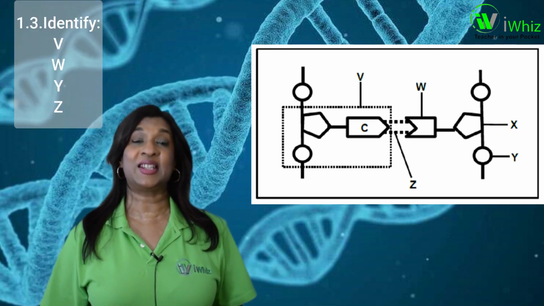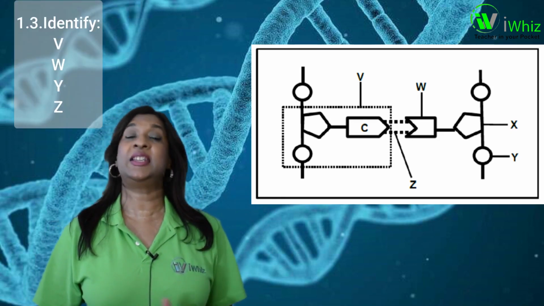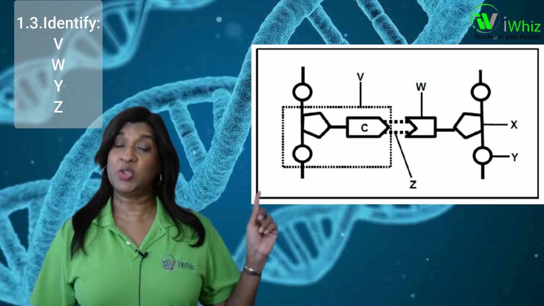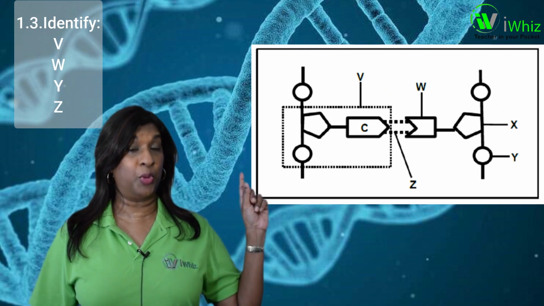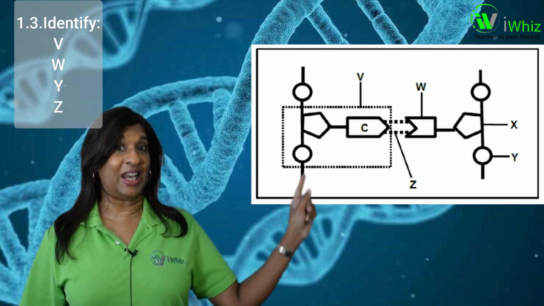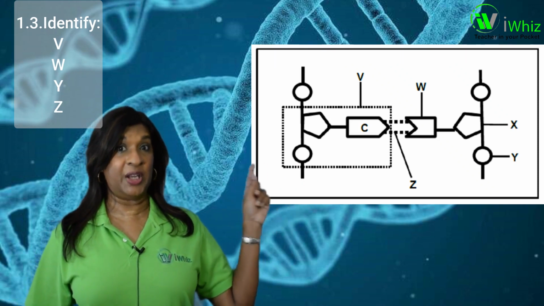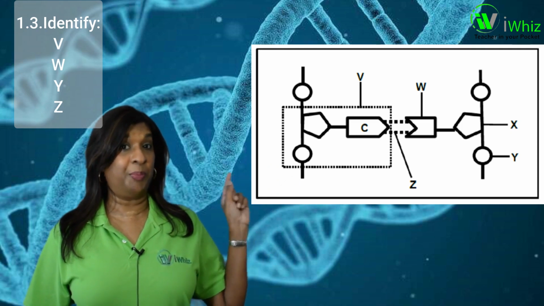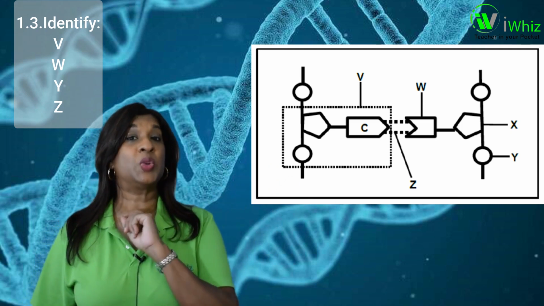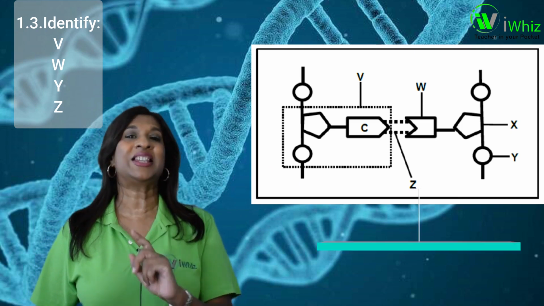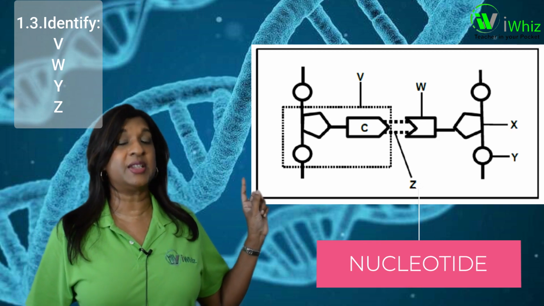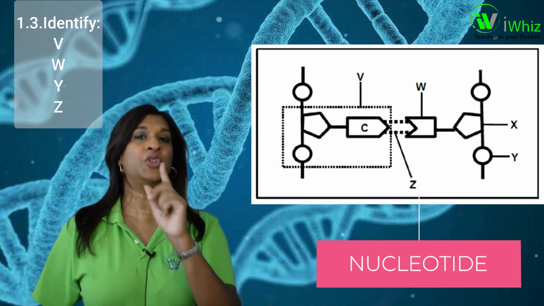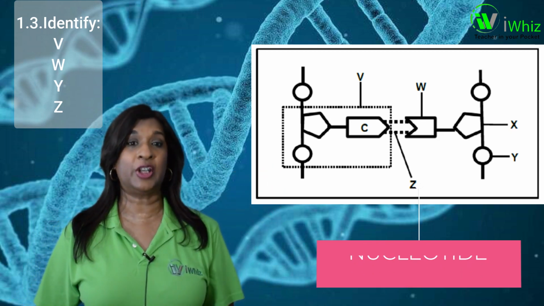So let's look at the next question, which says identify. So A, what do we need to identify? It says portion V. Now look at portion V. It's in a block, and there are three parts to it. Those three parts have different shapes. What do we call that? That's a nucleotide. So remember, it's showing you one unit, a monomer, but you specifically have to say nucleotide.